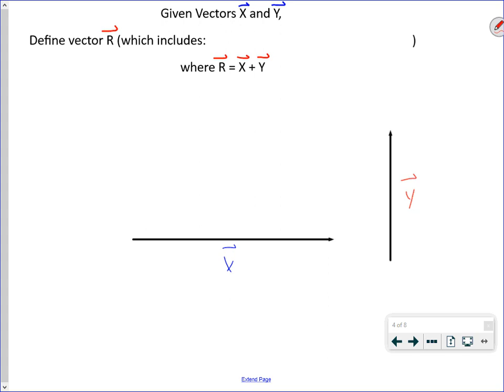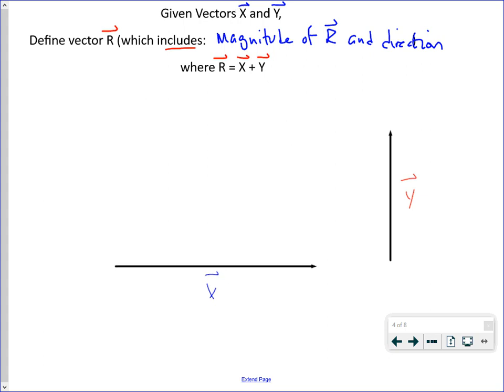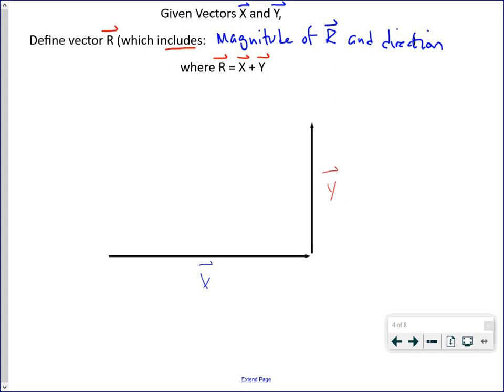Well, if we want to define a vector, that includes two things. We need to define the magnitude of the vector and the direction that it points. Now, this is a bit of a simplified case, and that's for a reason. With these two vectors, if we want to add them, we just got to make sure they're tip to tail. So there's a tip to tail addition of x and y.